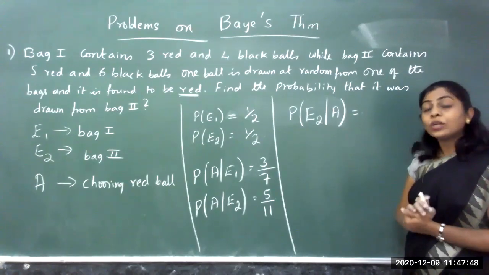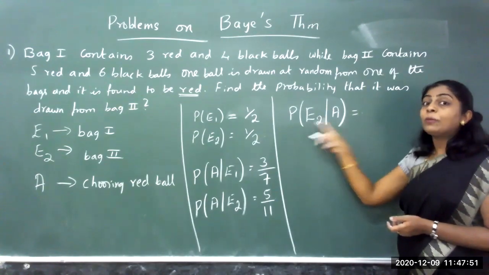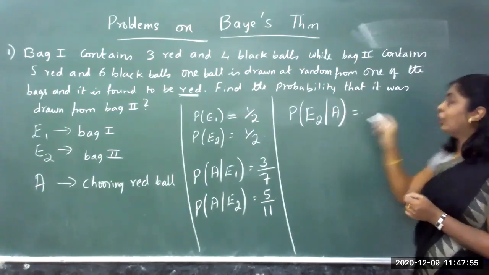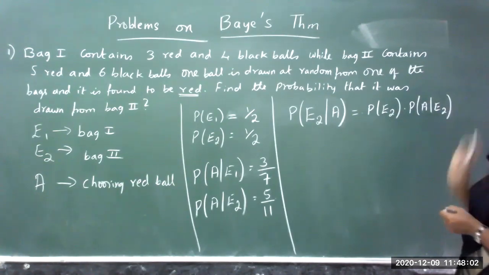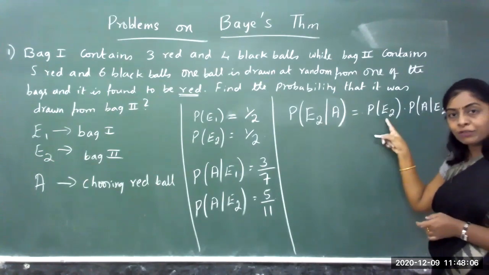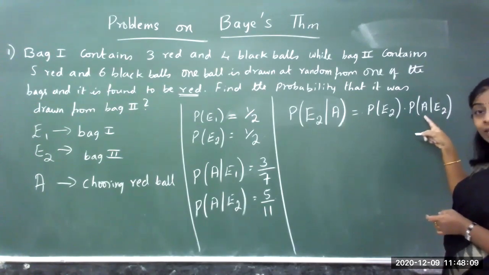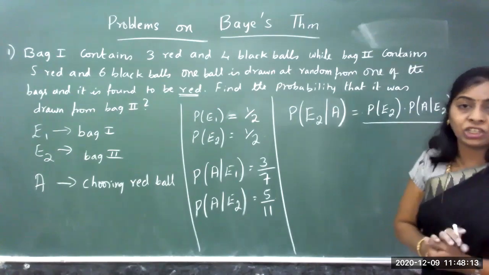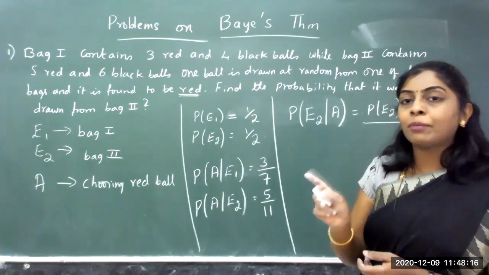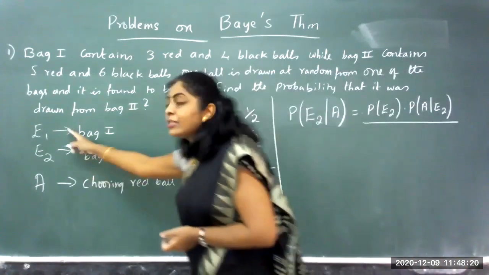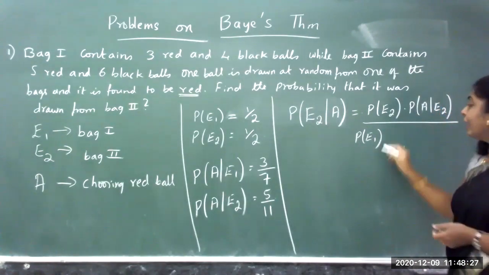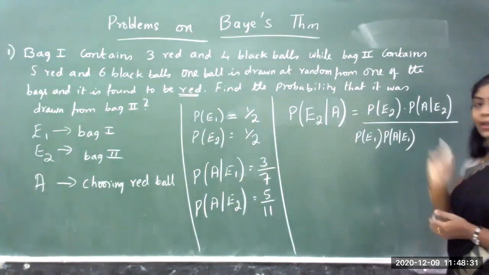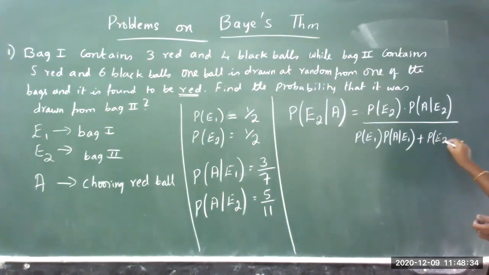Now I'll apply the formula. What does the Bayes theorem formula give me? I want the probability of E2, the second bag, given that a red ball is chosen. So it is given by probability of E2 into the conditional probability of choosing the red ball from the second event, divided by the summation. The summation is the sum over the events. How many events occur in this problem? There are only 2. So it should be a sum of 2 terms: probability of E1, the first event, into probability of choosing a red ball from bag 1, plus probability of E2, the second event, into probability of choosing a red ball from bag 2.